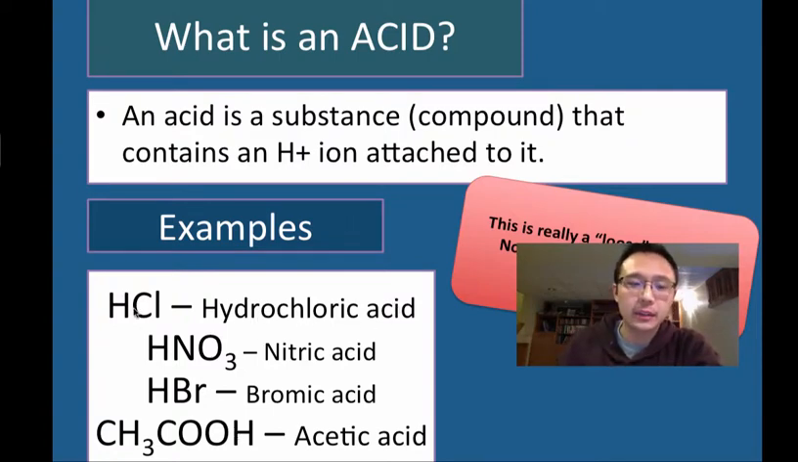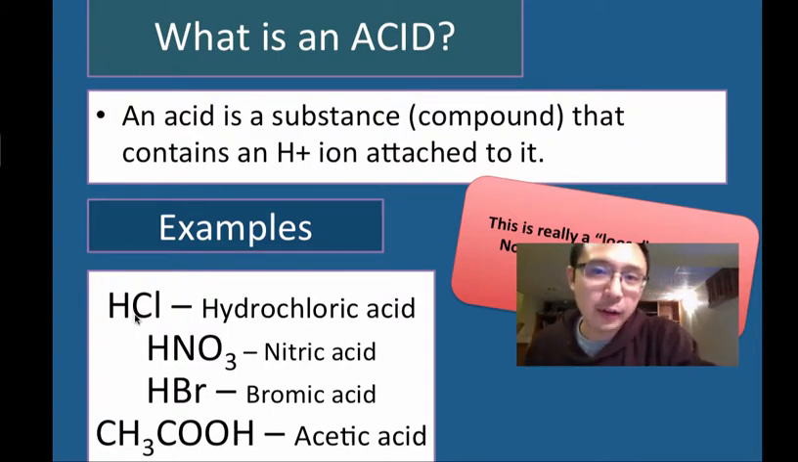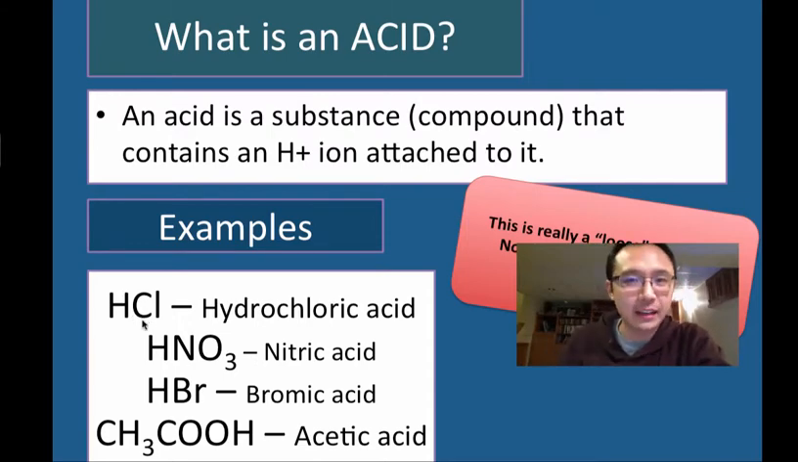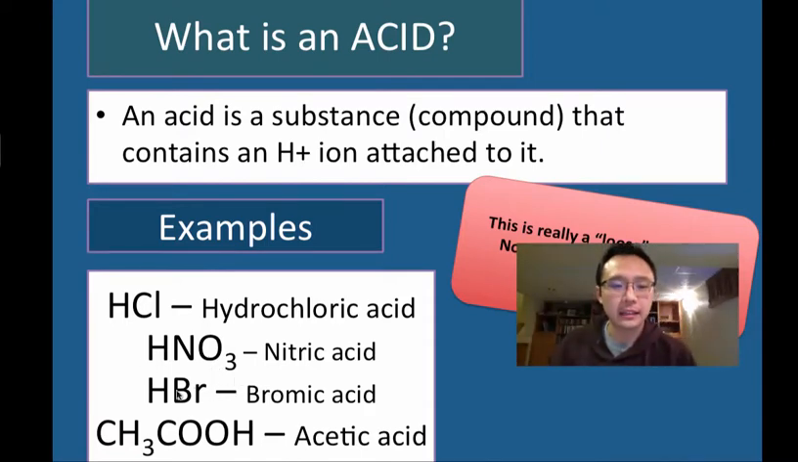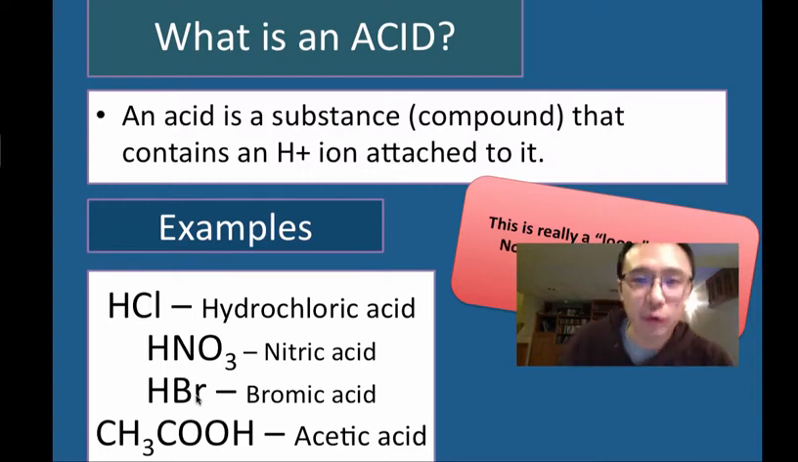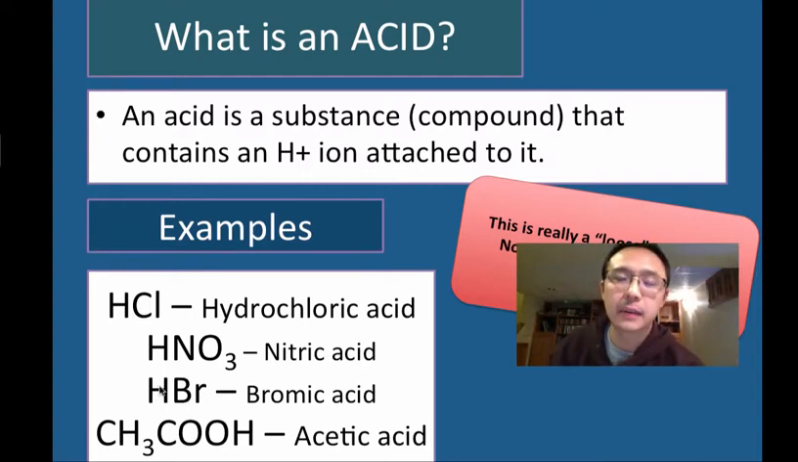Hydrochloric acid, you can see that there's H, and this is combined with chlorine, which is negative. So this combines into your hydrochloric acid, which is your stomach acid. Nitric acid is when you have a nitrate bonded to an H. If you look at your complex ion chart, NO3 is a nitrate, has a negative charge, and H has a positive charge. That's why they combine. Lastly, you have bromic acid, which is bromide combined with your hydrogen to make bromic acid.